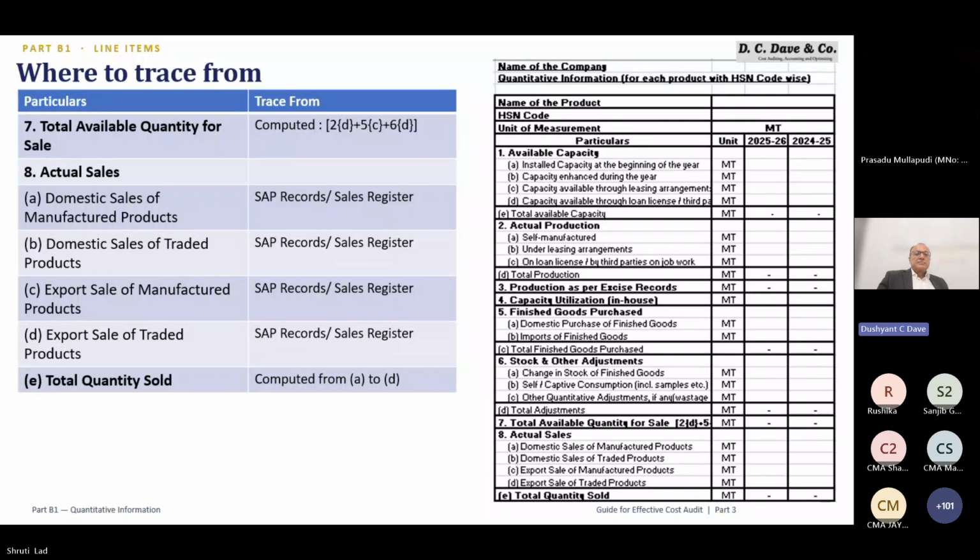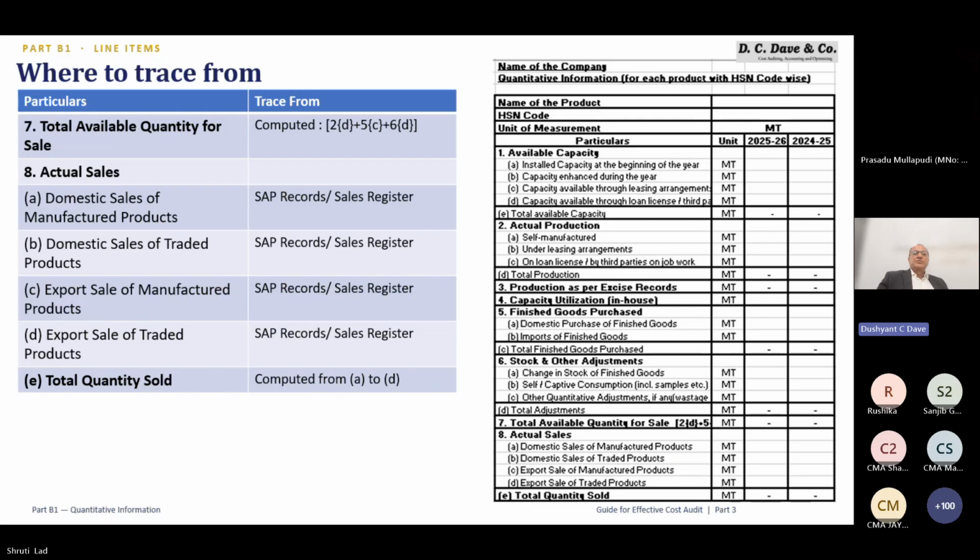Now, how do we reconcile the quantities before we move into material consumption? As you can see on the slide, the total available quantity for sale is 2D plus 5C plus 6D. Therefore, total sales are deducted. The balance should represent closing stock. Although the formula appears simple, practical issues arise very frequently. For example, a company may manufacture product A and subsequently convert it into product B. If such conversion is not properly recorded, quantitative reconciliation becomes difficult.